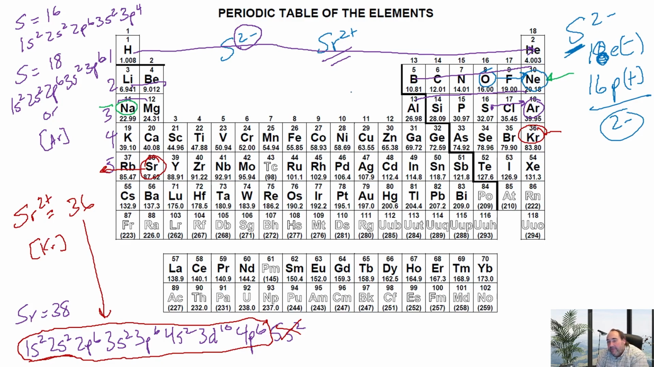The element doesn't change from sulfur to argon, because remember, the only thing that can change what element it is is the number of protons. That is the most important thing. The atomic number determines what element you're dealing with. So in the case here of sulfide, it is still sulfur because it still has 16 protons. It just now has a different electron arrangement that is identical to what we find with argon. So it's isoelectronic with argon, but sulfide does not become the element argon. It is still sulfur because it has 16 protons, but it now will have the same electron configuration as argon.